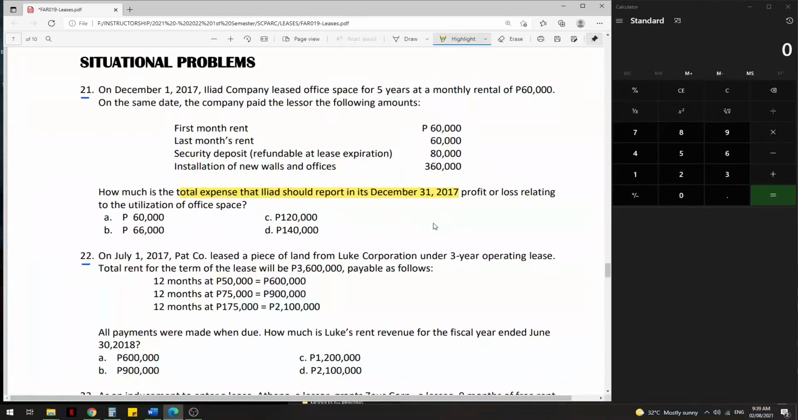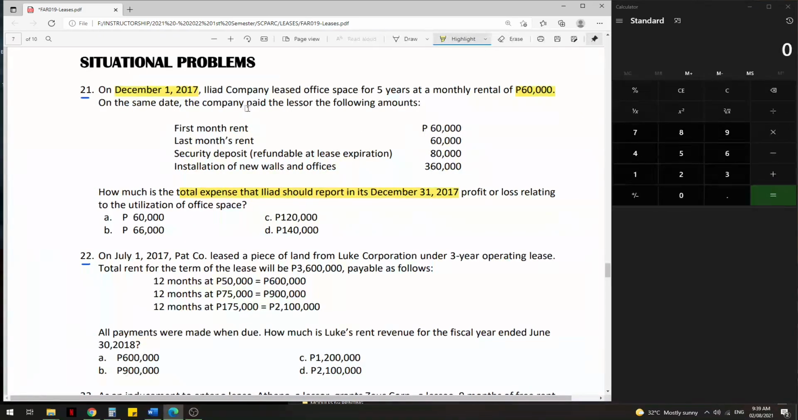So, total expenses. Let's read the given. You know that this is December 1, 2017 based on what's written here, and that a lease for 5 years has been agreed at a monthly rental of 60,000. Okay, that is already a candidate for an expense that we will be recognizing in 2017.